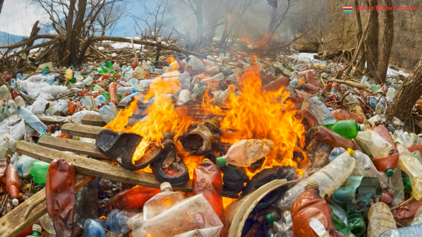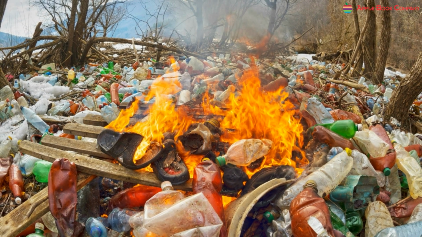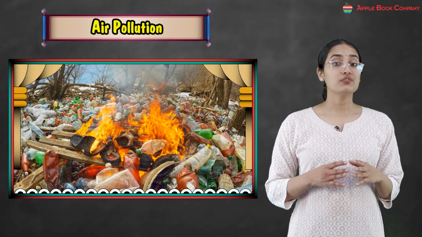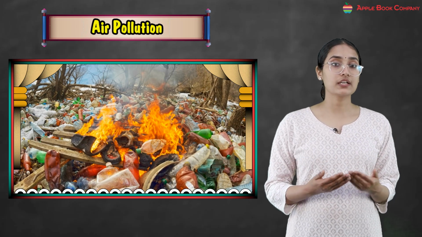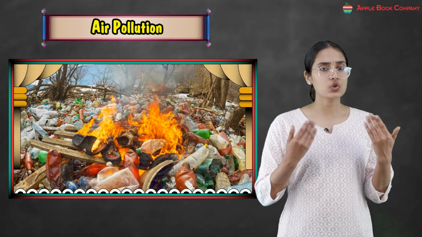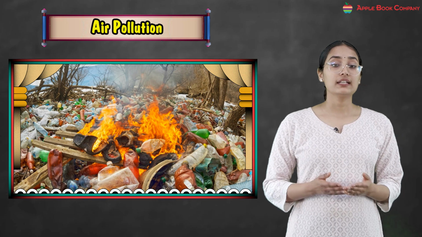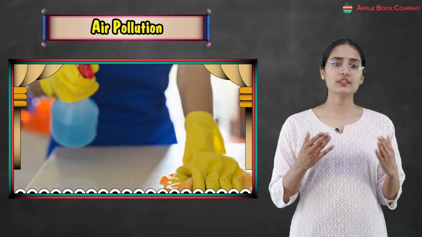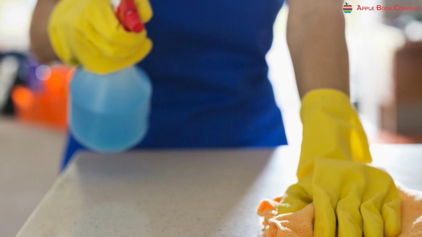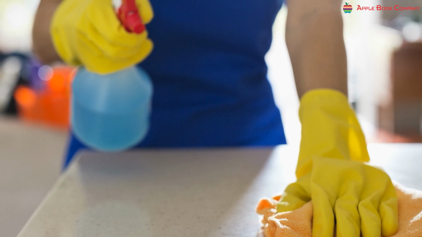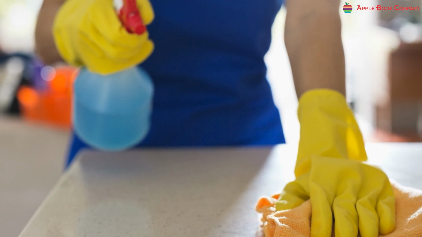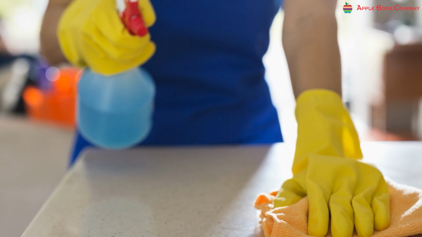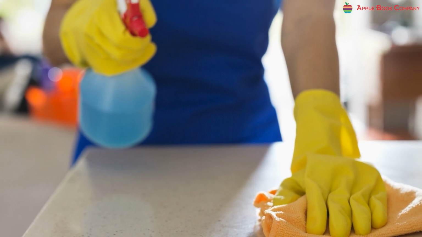Burning garbage is another reason. So burning garbage like plastic and rubber produces harmful smoke. When we burn plastic or rubber, it produces so much harmful smoke that it directly pollutes our air. Then there are certain chemical sprays also that pollute our environment. Using sprays with chemicals, like certain insecticides and cleaning products, can also pollute the air.